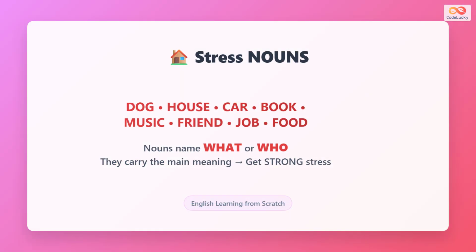Let us start with nouns. A noun names a person, place, or thing. Examples include dog, house, car, book, music, friend, job, and food. Nouns answer the questions what or who. Because nouns name the main ideas in a sentence, they always receive stress. When you say a noun, make it sound strong. Say it louder and hold the sound a bit longer than other words. For example, in the sentence "the dog is sleeping," you stress the word dog. This helps your listener understand that you are talking about a dog.